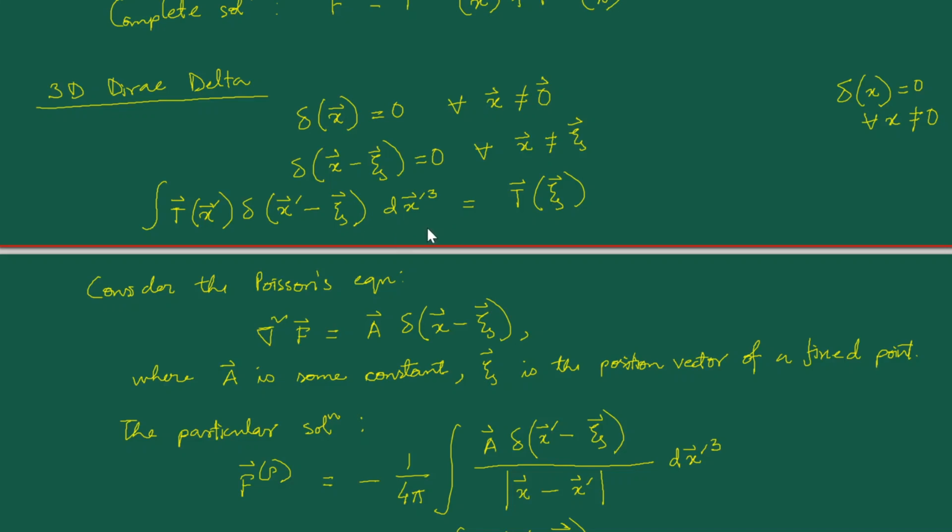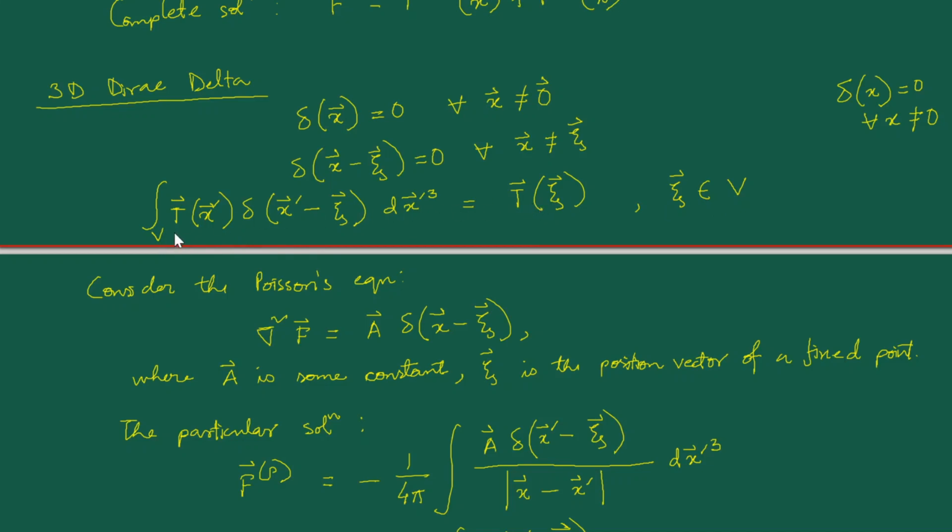One very important point to note here is that for this formula to hold, you must ensure that this xi is lying very much within the volume. So this is true only if xi is lying within the volume of concern. If we are carrying out this integration over a certain volume, this xi point must lie within the volume. If it is outside the volume, then this result is equal to 0.